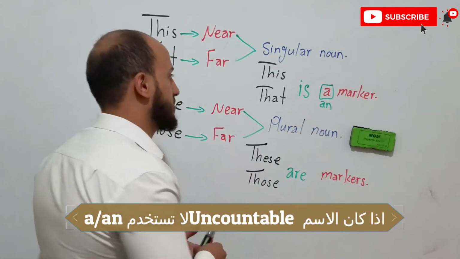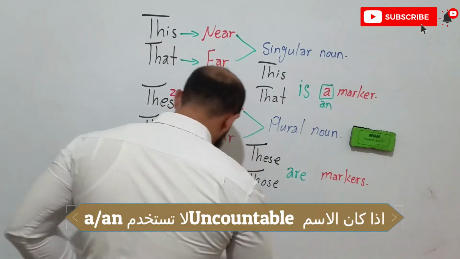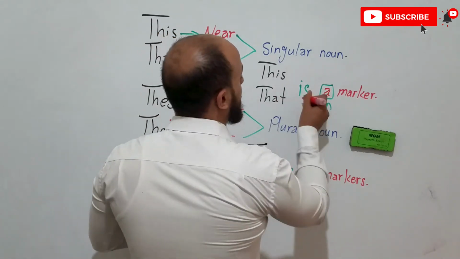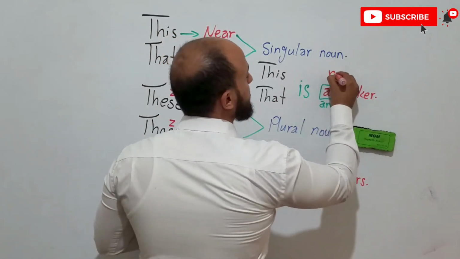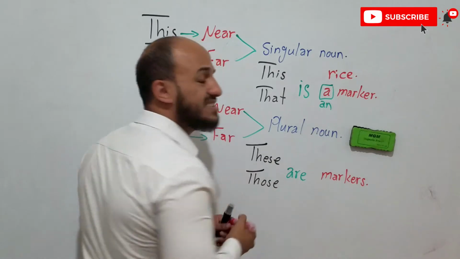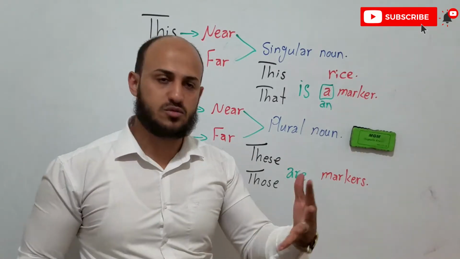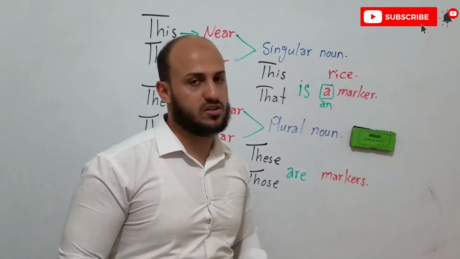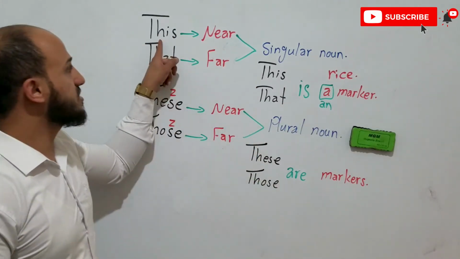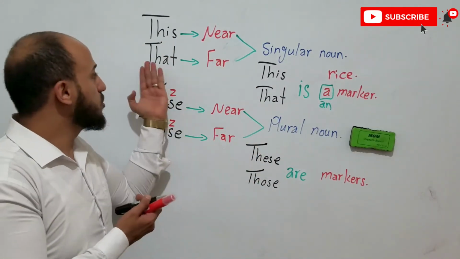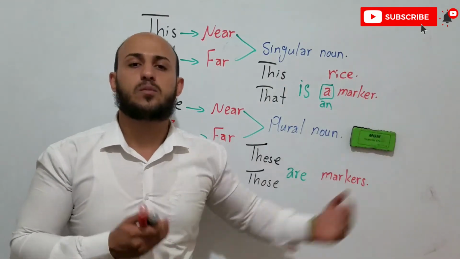So for example, you say, this is or that is rice. Rice is uncountable. But if you go to marker, it is countable. So you say, this is a marker. But remember, when you use this, it is for near. When you use that, it is for far objects.